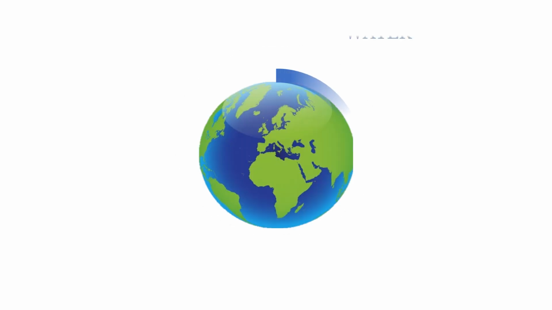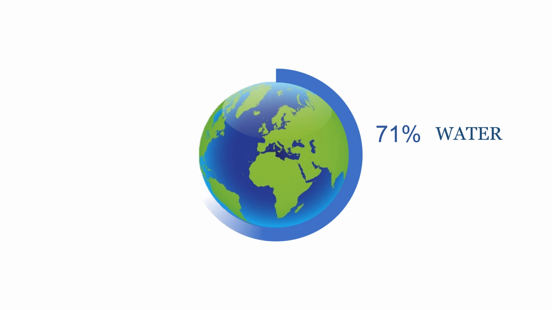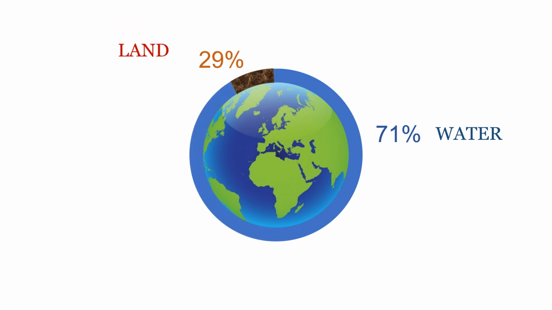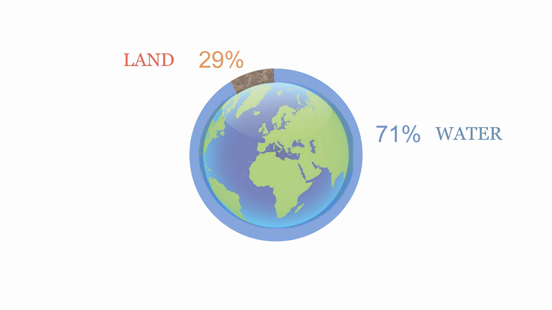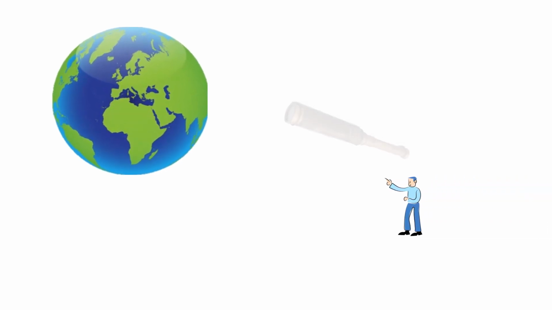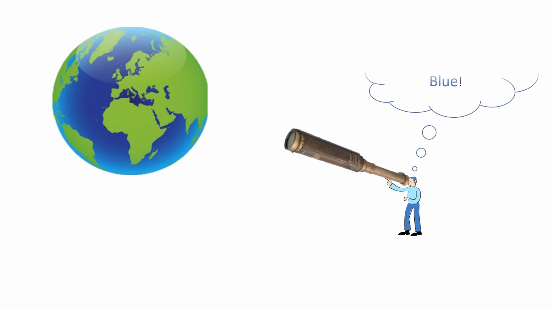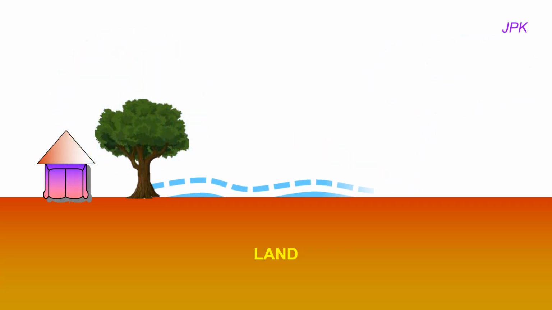The Earth is surrounded mostly by water, while the remaining 29% is covered by land. Since a large portion of Earth is covered by water, when viewed from outer space, Earth appears bluish in color. The Earth's water is not static. It is in continuous motion.